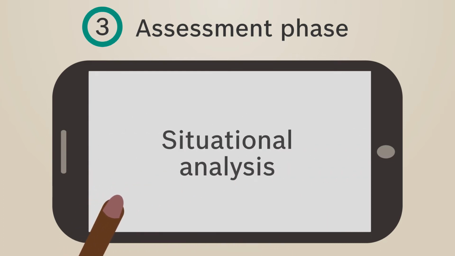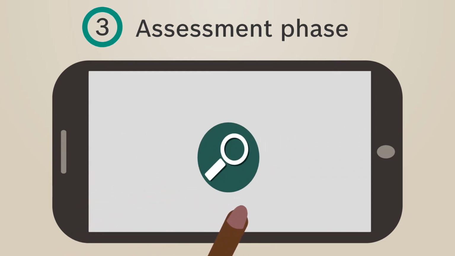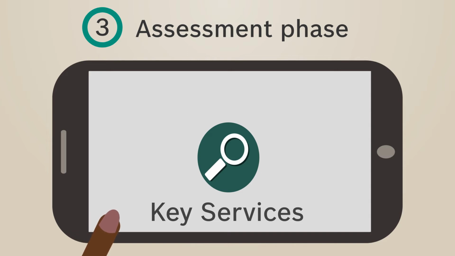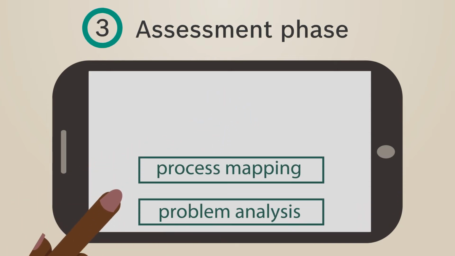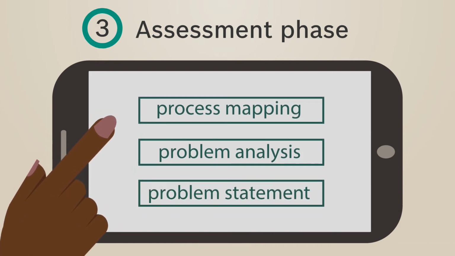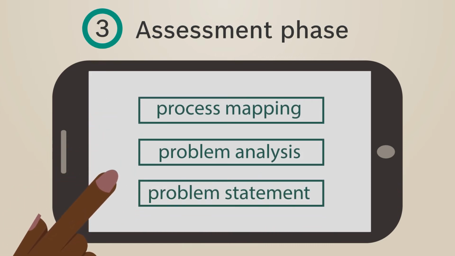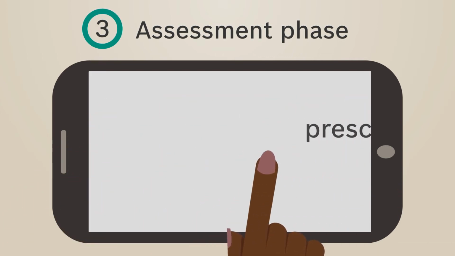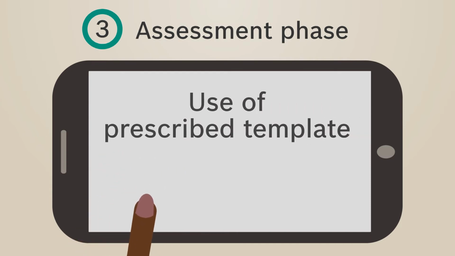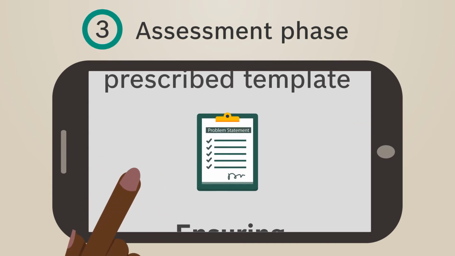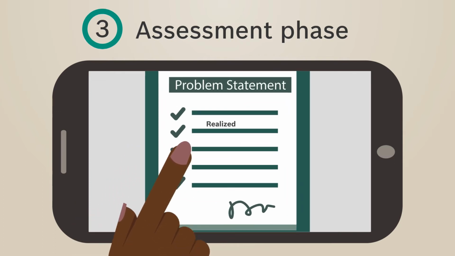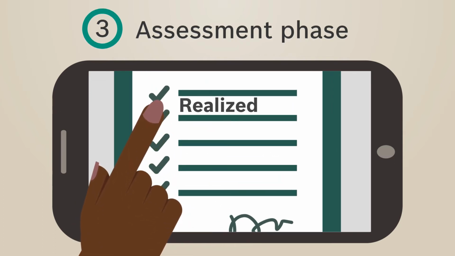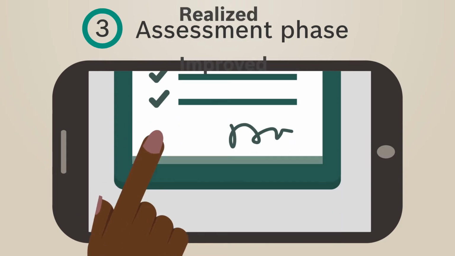How the situational analysis gave guidance to the identification of the key services and the service beneficiaries. The process mapping, problem analysis, and the development of a problem statement emanating from this process. The meaningful use of the prescribed template as a means of ensuring that problems identified in the statement will be resolved, performance improvement will be realized, and satisfaction levels will be improved.